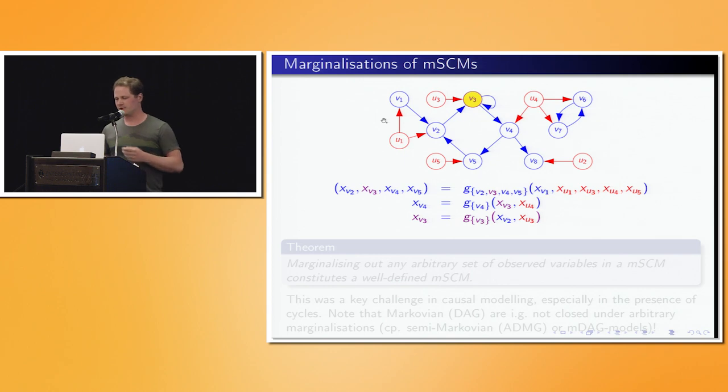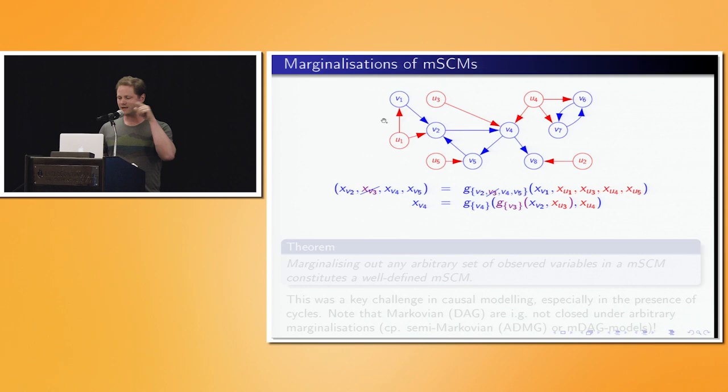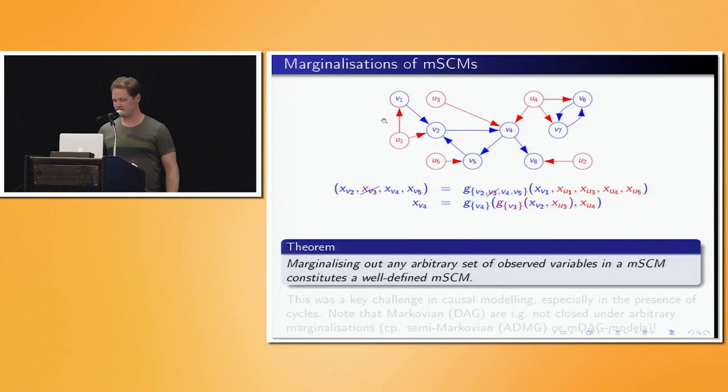Think about this model we had before, and we don't know the data of node 3 here in yellow. That means instead of being an observed variable, it now becomes a latent variable, and we still want to be in the model class. So we need to define what it means to marginalize it out. Graphically, it's very easy. You just take it away, and you run around the cycles just further. So if you have a direct edge, you go along the other direct edge. And then for the functions, it's very easy, just plug it in.